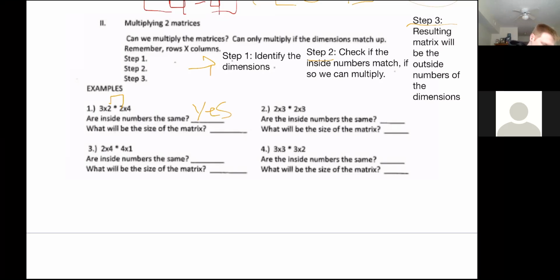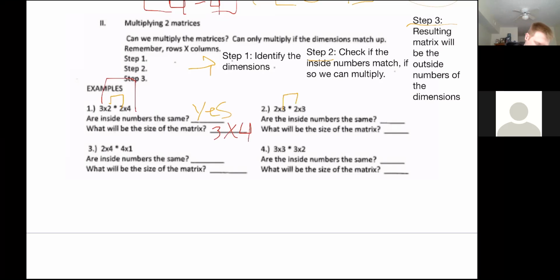To see what your answer would look like, you look at the outside numbers. So for example, our answer would be a 3 by 4 matrix, because that's the outside. So let's look at another one, then I'll have you guys try.